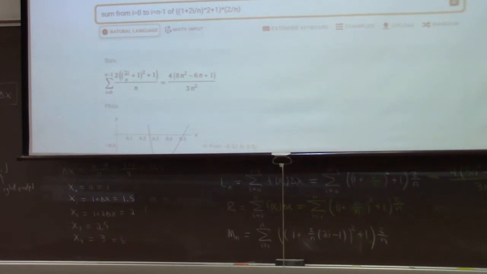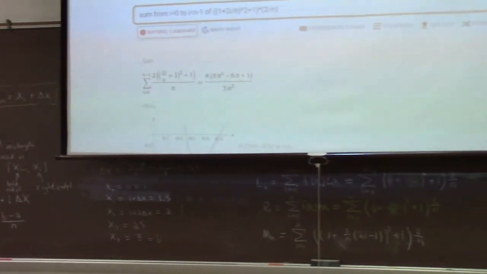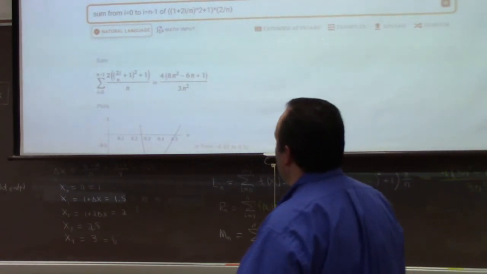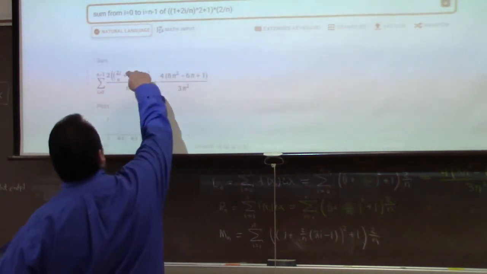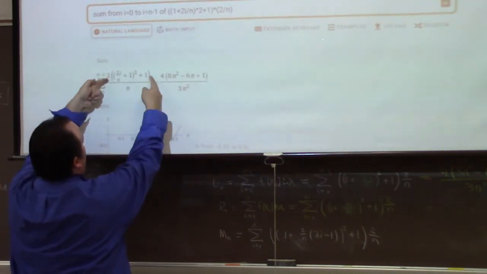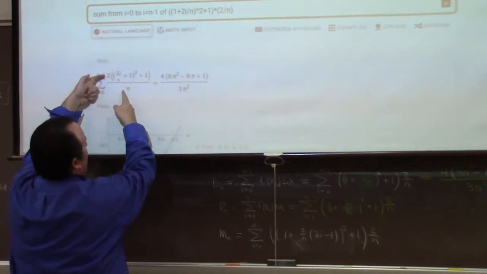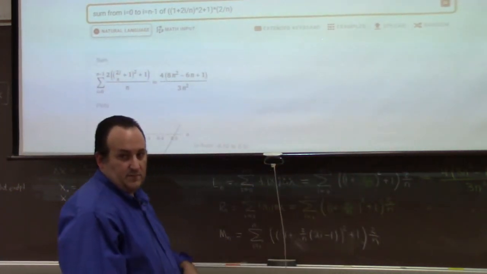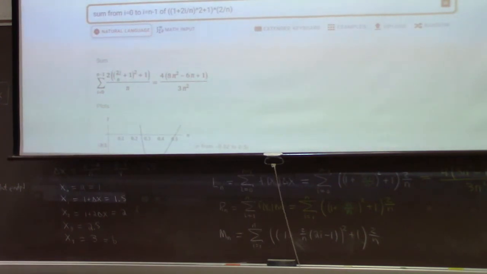Where's the 2 in the numerator on Wolfram Alpha? The 2 in the numerator, in front of everything? Oh, that's because this is 2 over n times that. So let's just put the 2 first. But it is literally this 2 over n. Oh, I got it. Yeah, Wolfram will do that kind of thing.